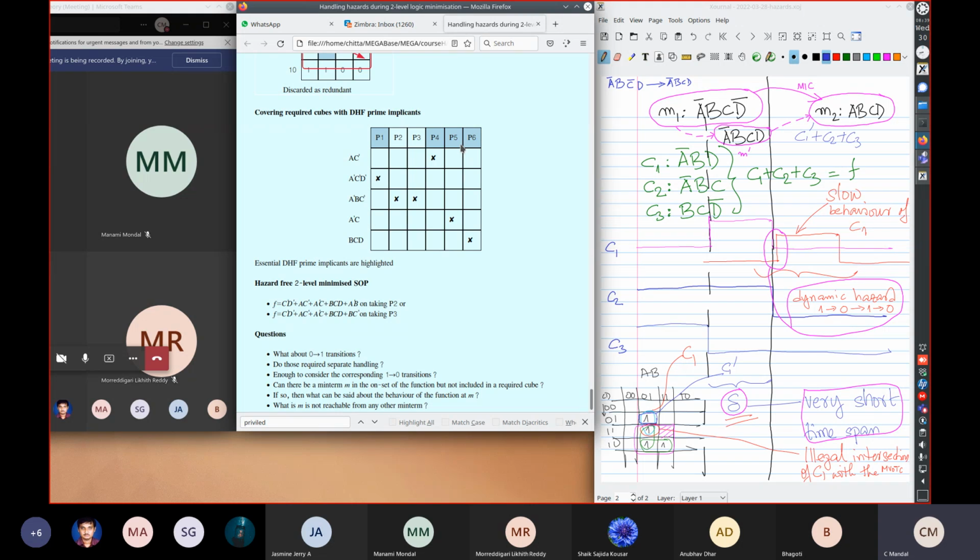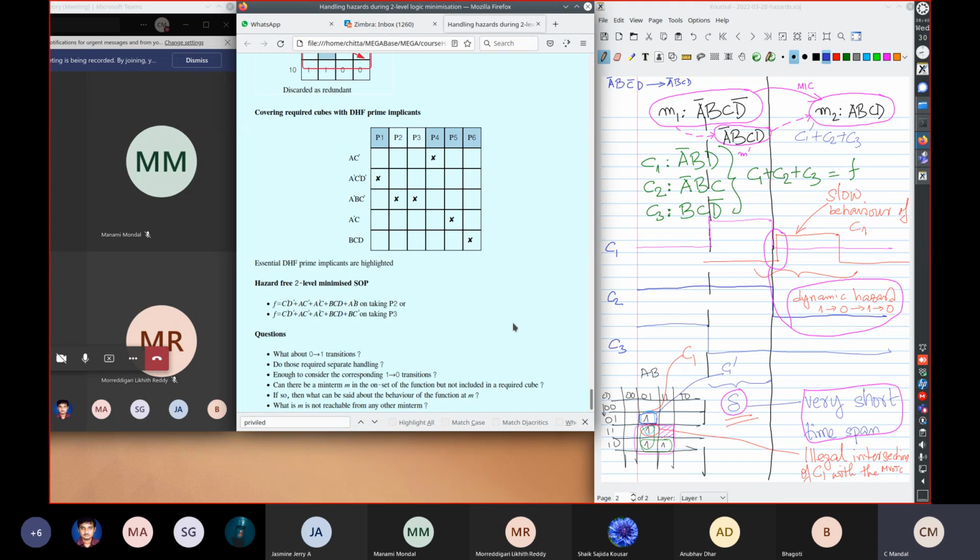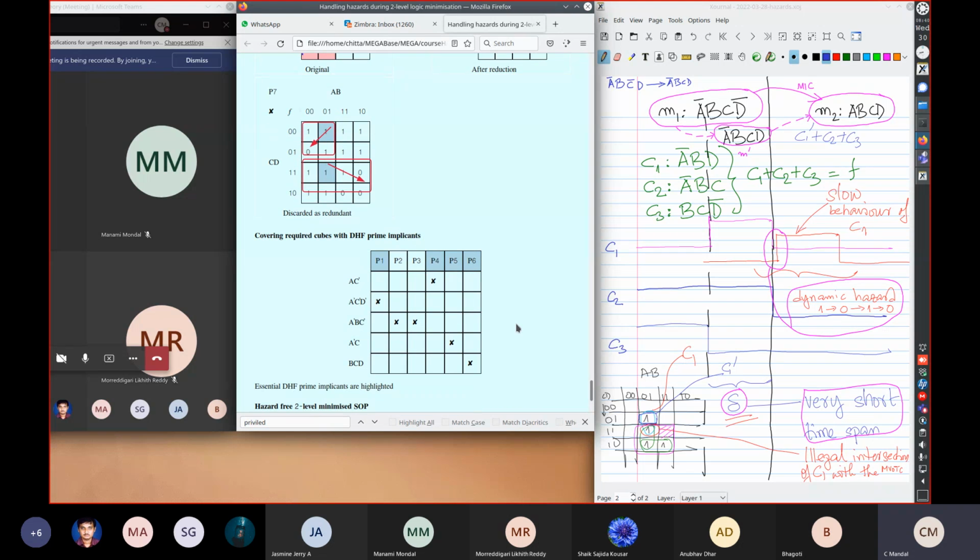Here you have some essential ones, and so these are two possible implementations that you can have: hazard-free two-level minimized SOPs. So this is the basic mechanism. As I've told you, in some cases it may not be satisfiable. So, do you understand the steps?